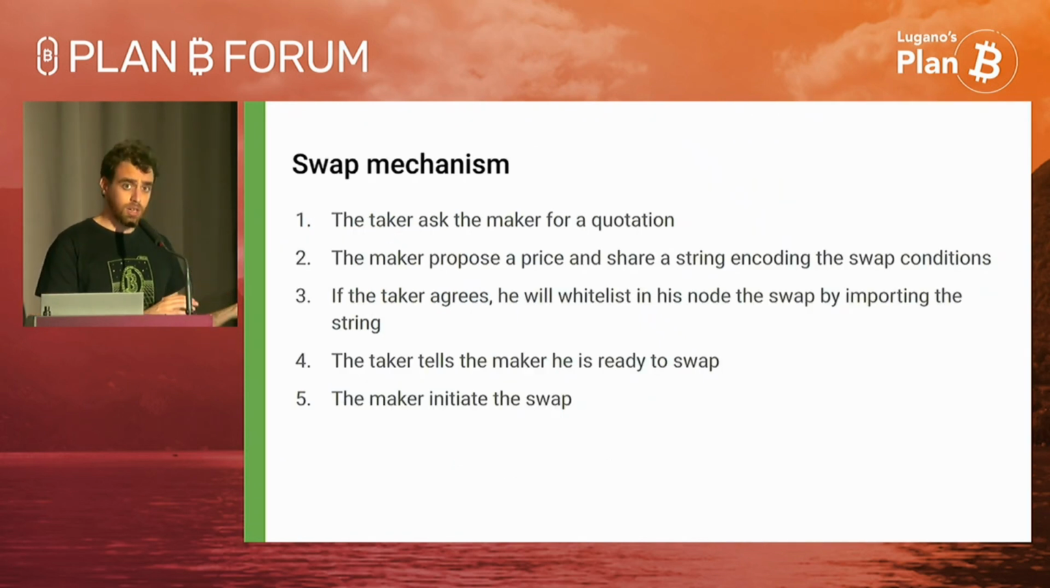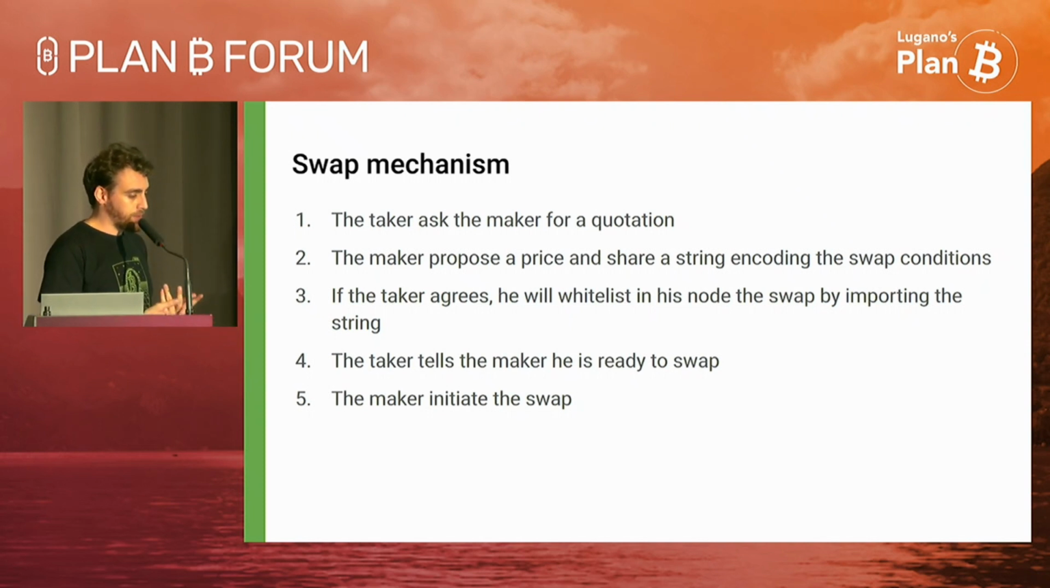So let's go a bit more into details on how the swap mechanism works. This model is based on a taker. You will have a market maker, who quotes the price, and the taker, who accepts the price. First, the taker needs to ask the maker for a quotation, saying how many USDT I need to pay to get 1 Bitcoin, something like this. And the maker will come back with an answer, with a price.